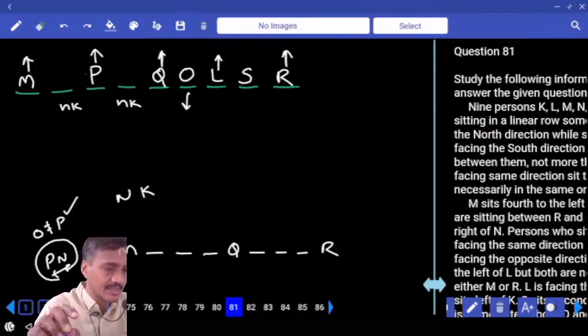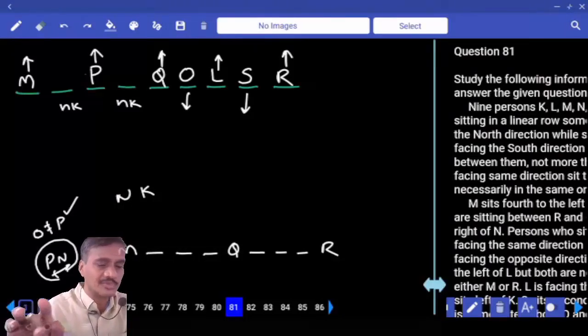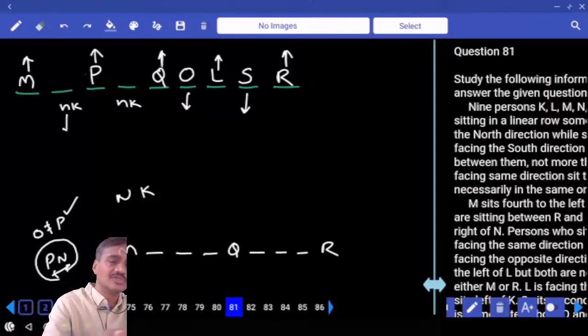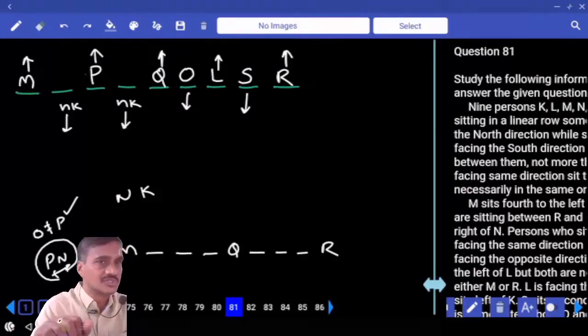And next one, K sits to the right of S. K is to the right-hand side of S, hence S must be facing towards south. And O is facing opposite to L, so L and O are in opposite directions. Immediate neighbors of P are facing the same direction but opposite to P. So the immediate neighbors of P must be facing south. If these two persons are facing south, do we have any other information regarding the direction of N?